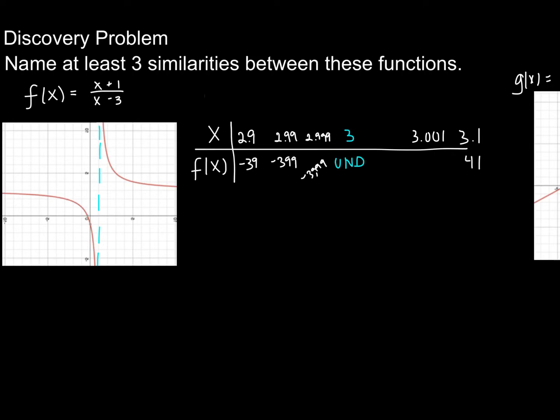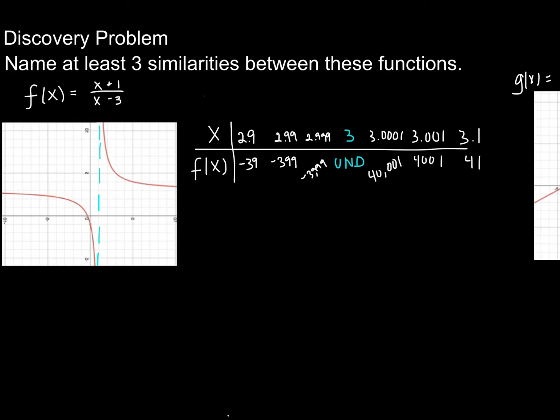3.001. You'll end up with 4001. All right, let's go even closer, and let's try 3.0001. You're going to end up with 40,001. And let's just look at our function and investigate why this is happening.